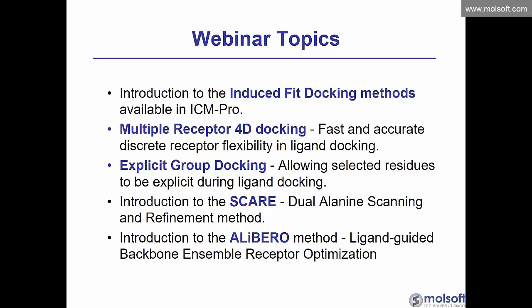And then just to introduce, there are no examples to show because they're quite long methods, but I'll introduce you to the SCARE method, which is available in ICM, which involves dual Alanine Scanning and Refinement, which basically allows you to open up the pocket, so you model the pocket. And finally, we'll be looking at the Libero method for generating an ensemble of pockets, as well as loop modeling in the region of the pocket, as well as normal modes analysis.